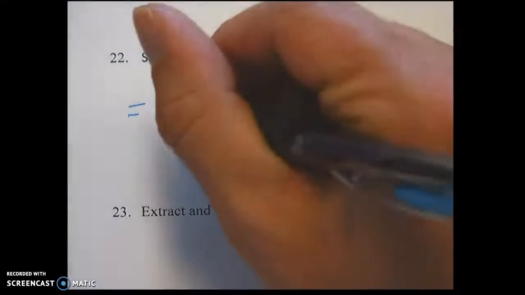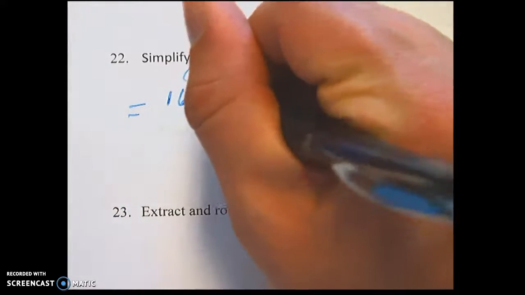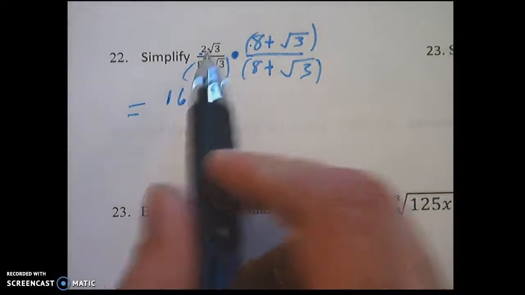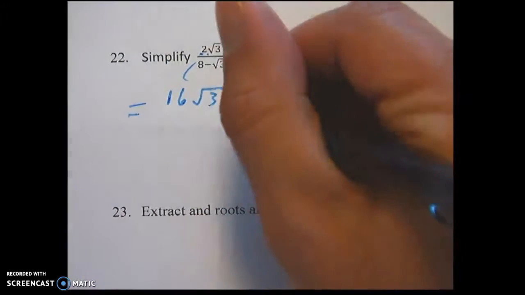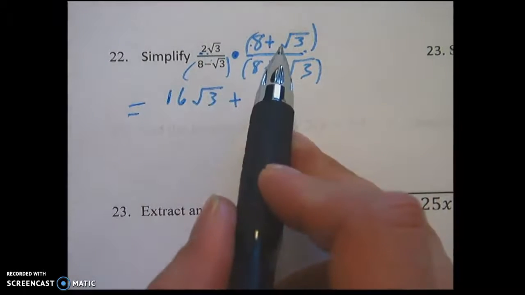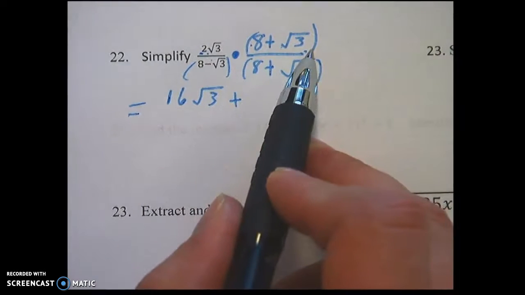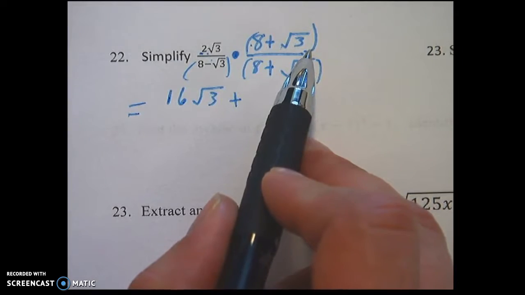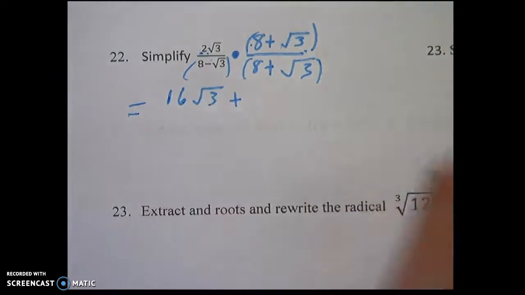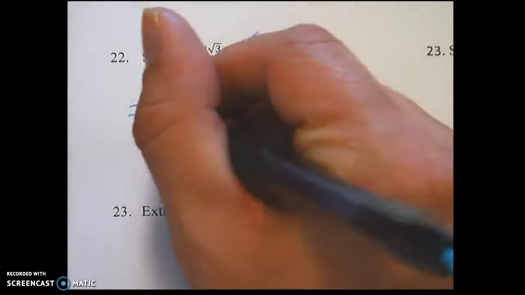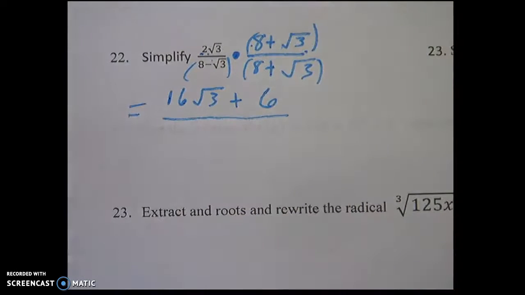2 times 8 is 16 root 3. 2 root 3 times root 3. Well, root 3 times root 3 is root 9, which is 3. So this is just 2 times 3, which is 6. That's the top. On the bottom, we're going to have to FOIL this out, unless we're smart.